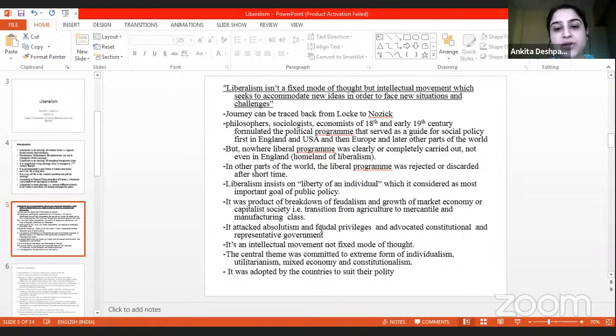It attacked absolutism and feudal privileges. Absolutism here means monarchy, and feudal privileges means landlords, and it advocated constitutional and representative government. This is exactly what I spoke to you when I taught you Locke: limited government based on the consent of the people.